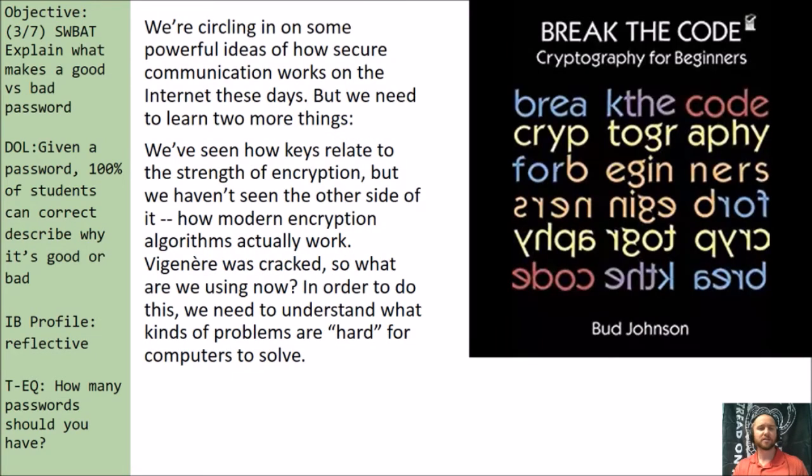We're circling in on some powerful ideas of how secure communication works on the internet these days, but we need to learn two more things. We've seen how keys relate to the strengths of encryption, but we haven't seen the other side of it, how modern encryption algorithms actually work. Vigenère was cracked, so what are we using now? In order to do this, we need to understand what kinds of problems are hard for computers to solve.